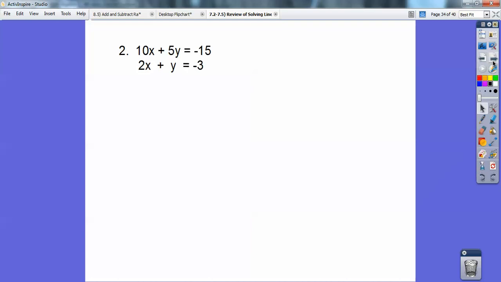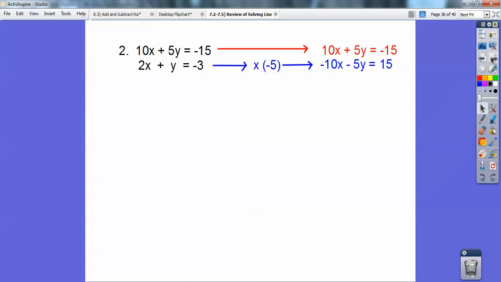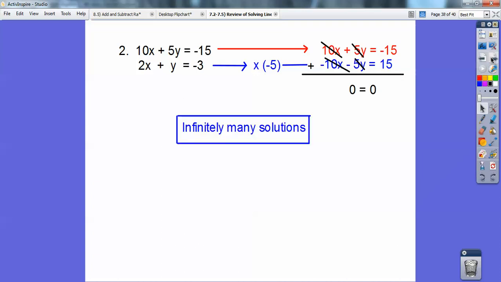Okay, here, I'm going to take that bottom equation and multiply it by negative 5, so I can get a negative 10x right there, but look what happens. I get a negative 5y also. When I slide that top equation over and then add them together, I get 0 equals 0. Well, that's true, you guys. If 0 equals 0, that's when you say there are infinitely many solutions.